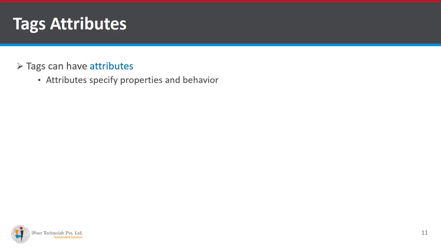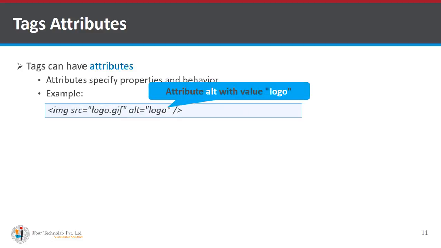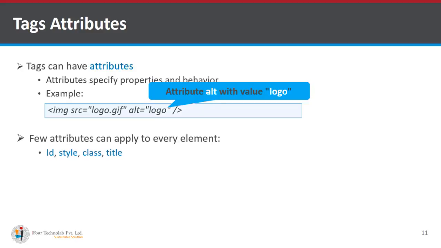Now, let's talk about attributes. Tags can have attributes. Attributes specify a property and its behavior. Here are some examples. You can see img src equal to logo.gif and alt equal to logo. Attribute alt with value logo. A few attributes can apply to every element, such as id, style, class, and title. ID is unique in the document.